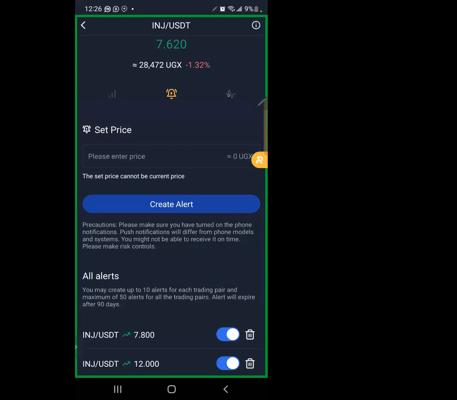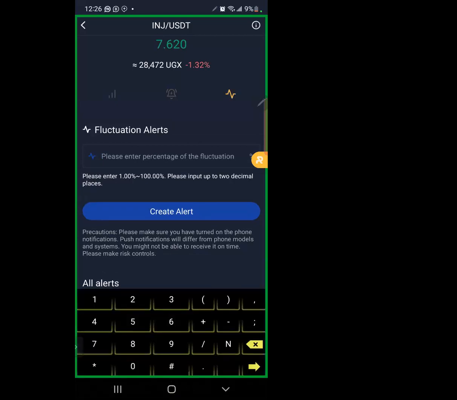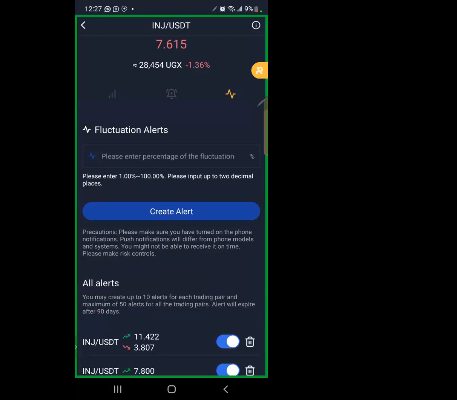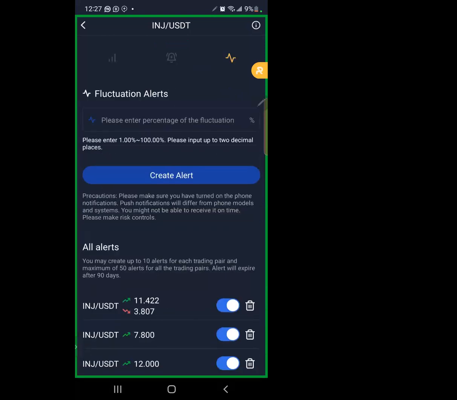You can tell your robot, tell me if the market rises 50%. So the robot will notify you. When the market goes down 50%, it has shown you here.